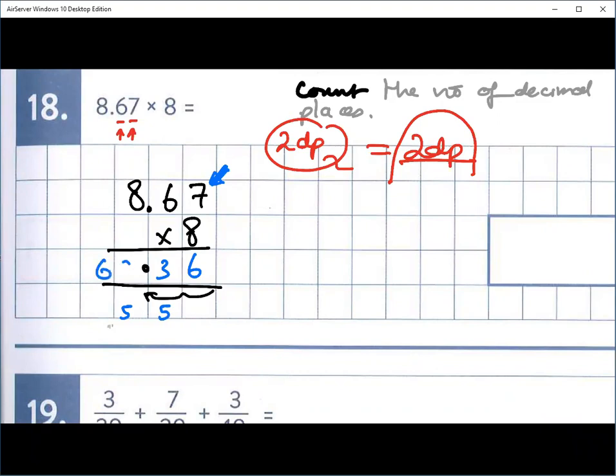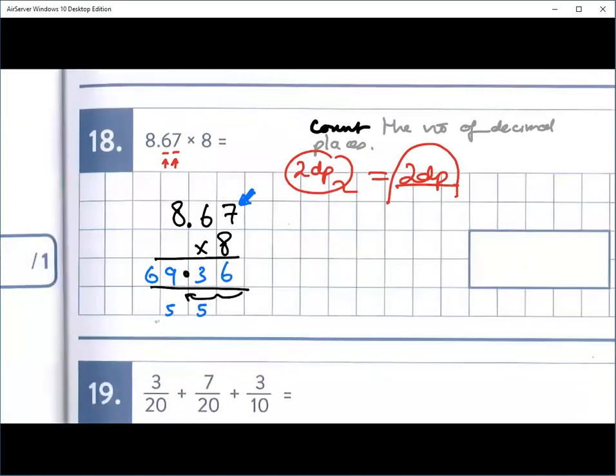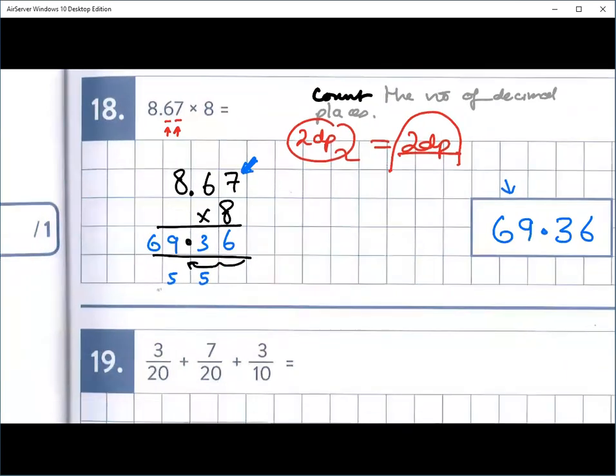Okay, beautiful. And now when you write in the box, what do I write in the box? 69.36. So you write down all the digits, is that right? Yeah. Can we miss any out in this question? No. Why? Because there's no 0. There's no unnecessary zeros hanging about at the beginning or at the end. Everything here is necessary, and so we have to write the number exactly as we have finished with it. Lovely. Good.